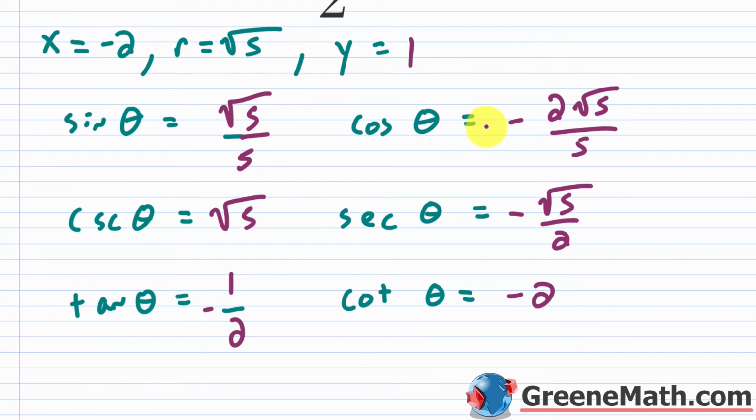So the sine of theta is the square root of 5 over 5. The cosine of theta is -2 times square root of 5 over 5. The cosecant of theta is the square root of 5. The secant of theta is given to us. It was negative square root of 5 over 2. The tangent of theta is -1/2. And the cotangent of theta is -2.